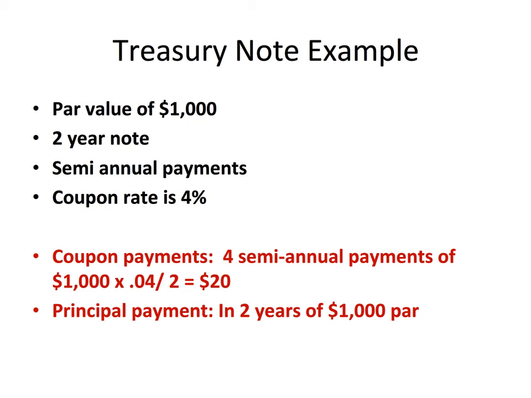Now we'll get to the payments themselves. There will be 4 coupon payments. These will be, again, $1,000 times the 4% coupon rate divided by 2, which will give us $20. And then we'll have a principal payment of $1,000 at the end of the 2-year period.